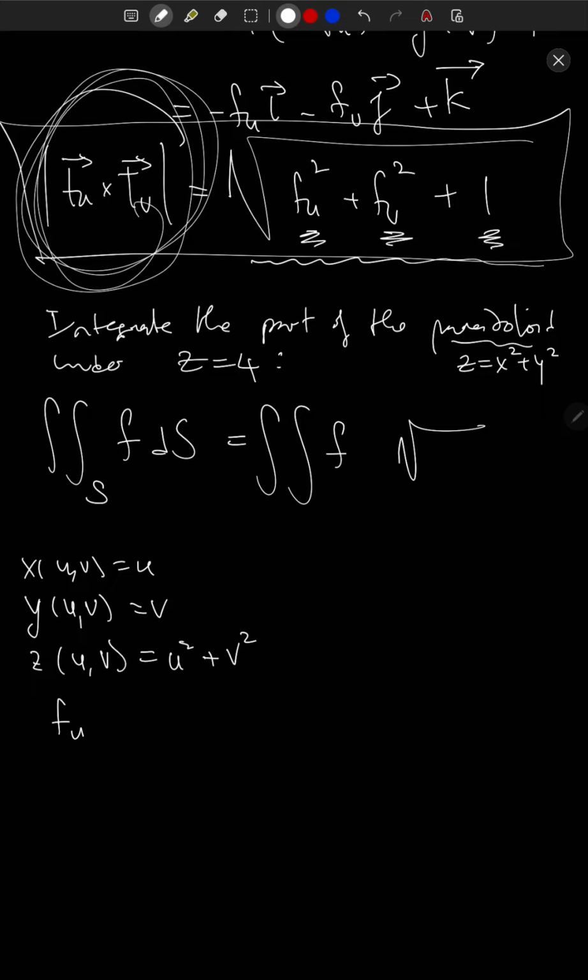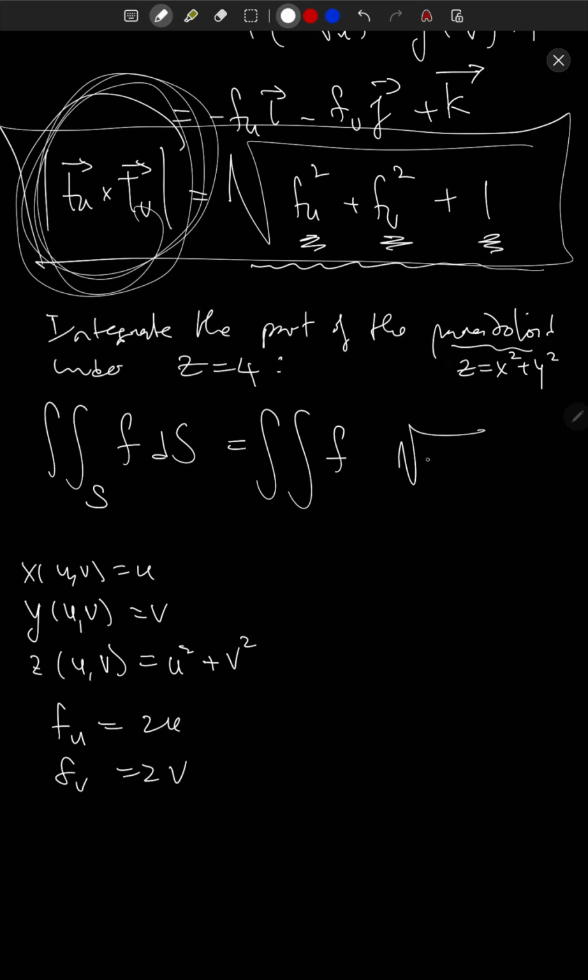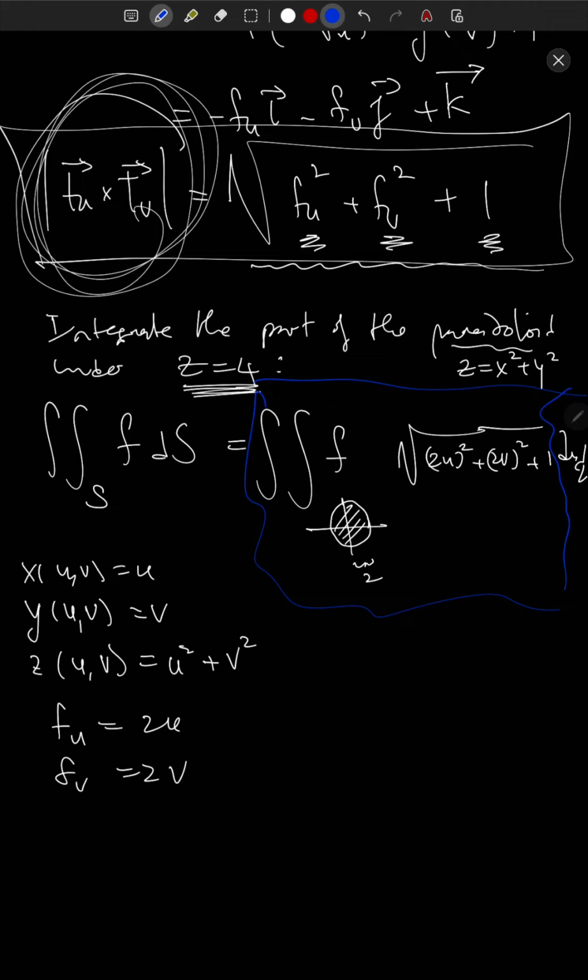All right. So f sub u is equal to 2u. F sub v is equal to 2v. And so we get the integral of the square root of 2u squared plus 2v squared plus 1 du dv. That's it. What region are we integrating over? Because we're under z equals 4, we're integrating over a circle of radius 2. The really important fact is that this is just a two-variable integral in the plane that we already know how to do.